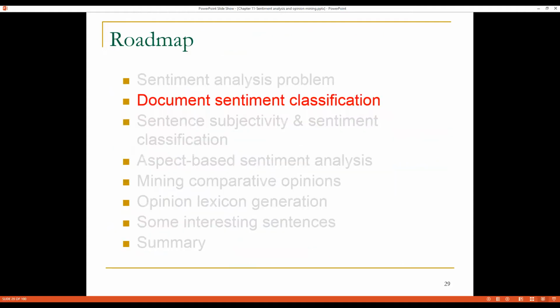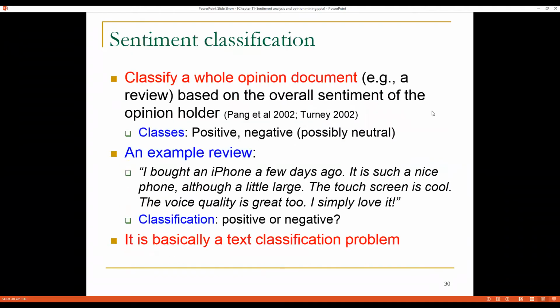Now let's take a look at document sentiment classification. To classify a whole opinion document, you have to take the overall sentiment of the opinion holder, and it can be broken down into 3 classes: positive, negative, and possibly neutral. The example they bring here is, "I bought an iPhone a few days ago. It is such a nice phone, although a little large. The touchscreen is cool. Voice quality is great too. I simply love it." So the classification would be positive or negative.